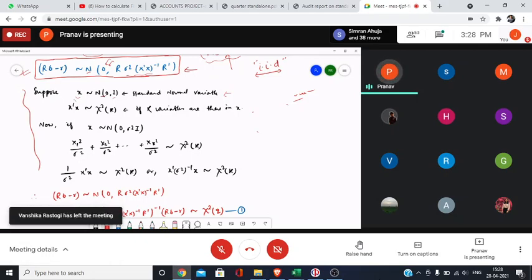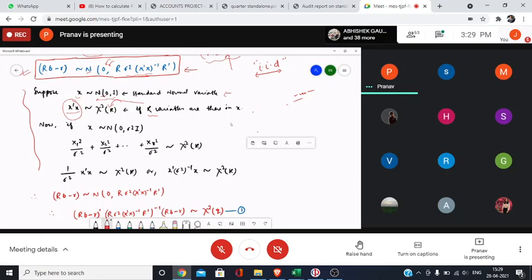How do we write the sum of squares in matrix notation? I take the vector and pre-multiply it by its transpose. So x transpose x will be nothing but summation of xi square, and there are k such variables. So x transpose x will be a chi-square distributed random variable with degrees of freedom given by k, assuming that there are k variables in this vector x.